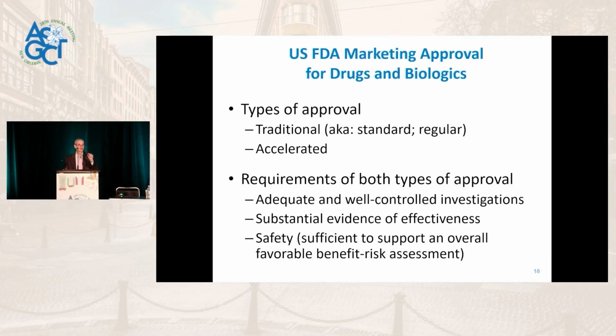Both types of approval require well-controlled clinical trials. They both require substantial evidence of effectiveness. So the quality and the quantity of the evidence is just as much for accelerated approval as it is for regular approval. So sometimes people think, well, if I'm doing accelerated approval, I don't have to have as much data, or my data doesn't have to be as rigorous. No. Quantity and the quality of the evidence has to be just as good, and there needs to be enough safety evidence to support that there's a favorable benefit-risk balance.